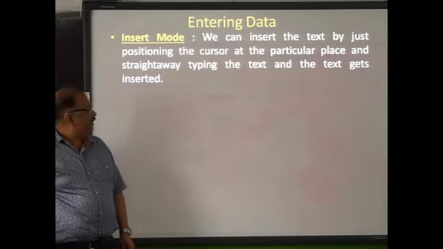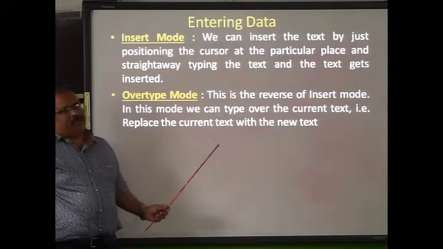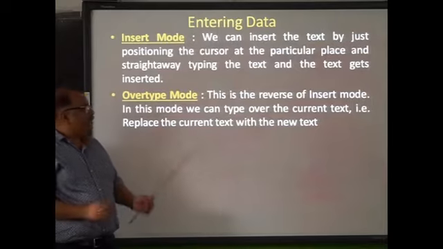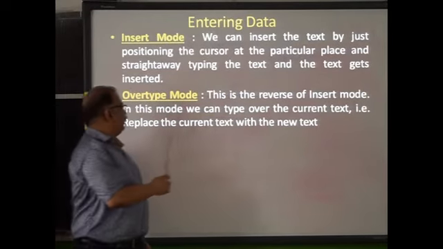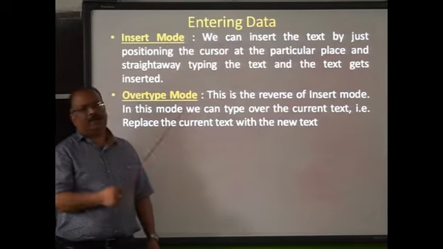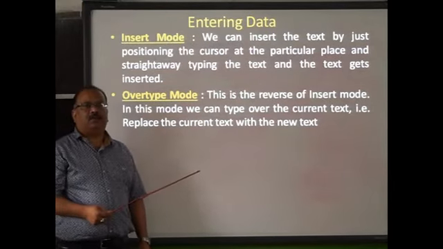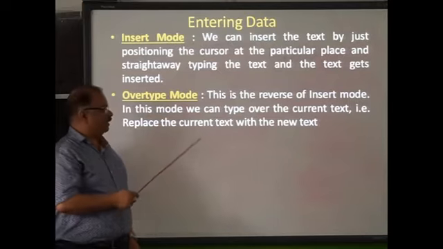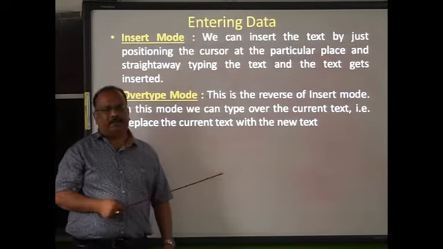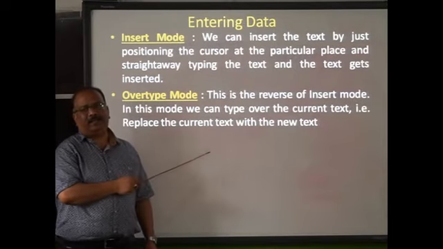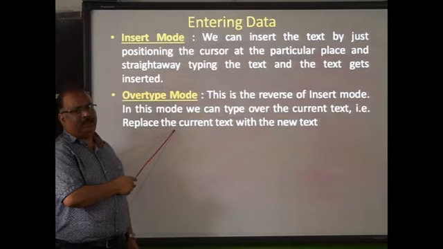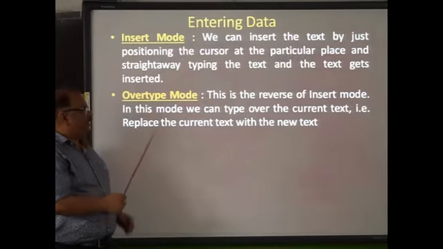One more mode is there, we call it overtype mode. This is just opposite of insert mode. This is the reverse of insert mode. Here what happens, in this mode we can type over the current text. Already something is written and you want to overwrite, you want to type on top of that. That is, you want to replace the current text with the new text. So in overtype mode, you can type anything, the previous one will be erased and the new text will be there. It will be replaced by the new text.